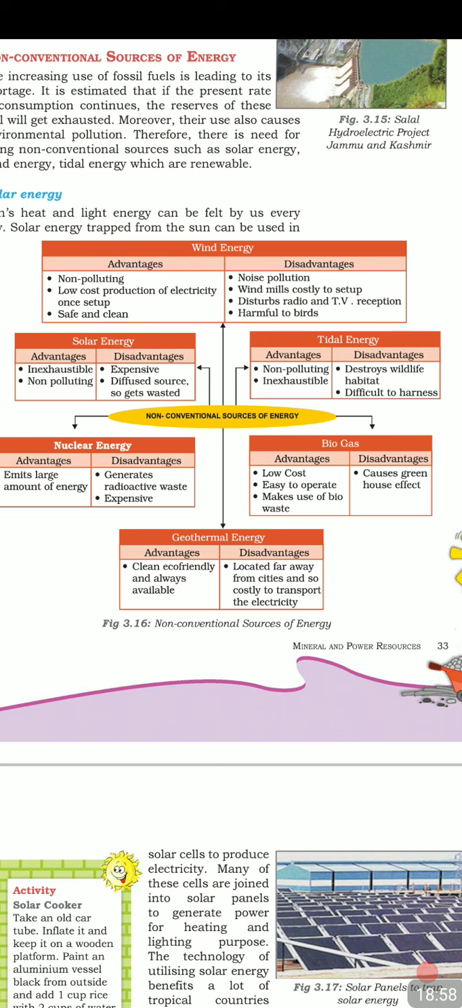Next, we move to tidal energy. It's non-polluting and inexhaustible, but the problem is that it destroys the wildlife habitat and it's difficult to harness. We'll see how, right, later, because you put these things near the seashore, and the seashore is where animals like the crocodile, alligators, and many kinds of fish live, many kinds of birds come there, many kinds of tortoise come and lay eggs, so that ecosystem is completely destroyed, right? Yeah, definitely it's difficult to harness.